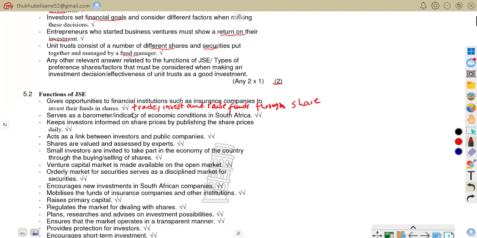So that is what it means. Also, we are given that it serves as a barometer or indicator of economic conditions in South Africa. Meaning to say, rising or falling share prices reflect the overall health of the economy. That's why we were saying it serves as an indicator or barometer of economic conditions. So it will show us the overall health of the economy.